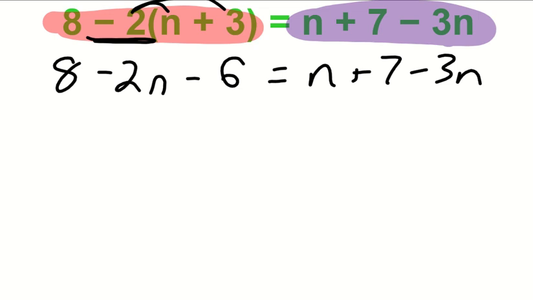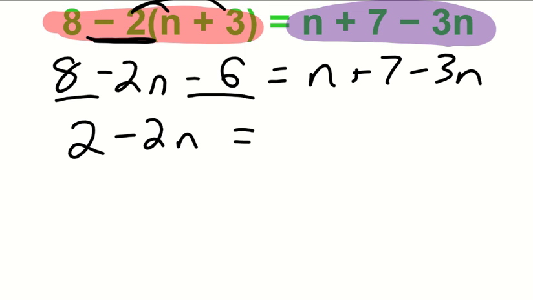All right, now what? What's the second step? The like terms. It's not moving the variables from one side. That'll be next. But we got to do the like terms that are on the same side of the equal sign. So here I got 8 minus 6. 8 minus 6 is 2. Still got the -2n.